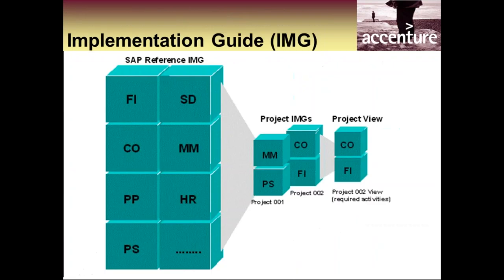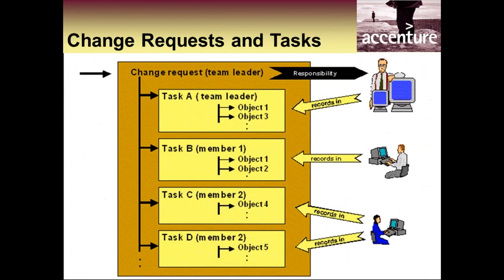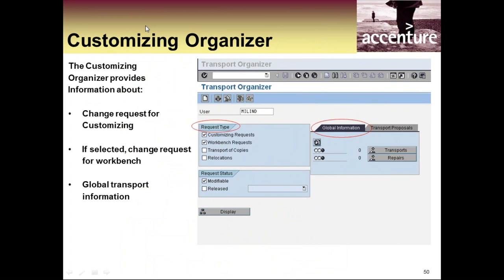So this is a configuration and normal customizing of the project. Okay, so what is this? What is the transaction for the customizing request? How do we release the request? Requests can be divided into how many types? Customizing request, workbench request, and transport of copies and relocation.